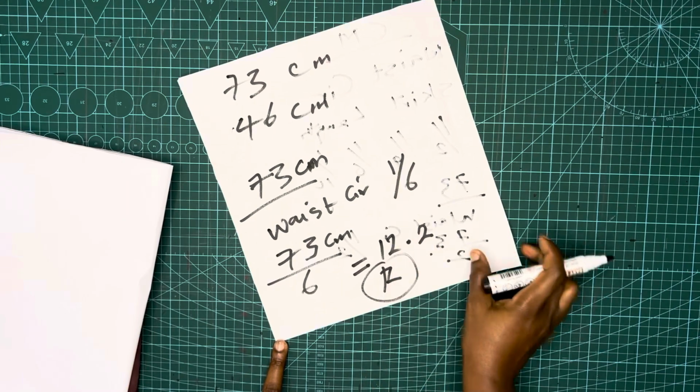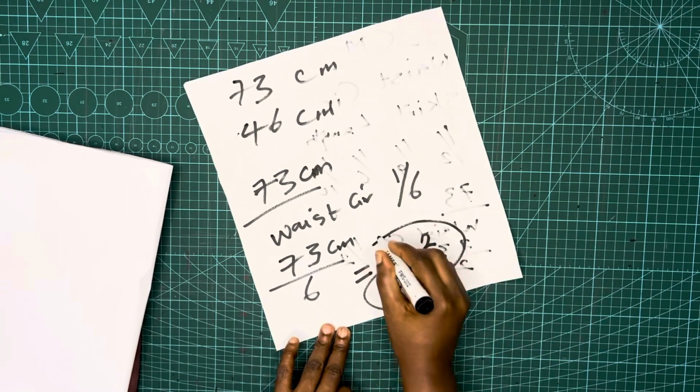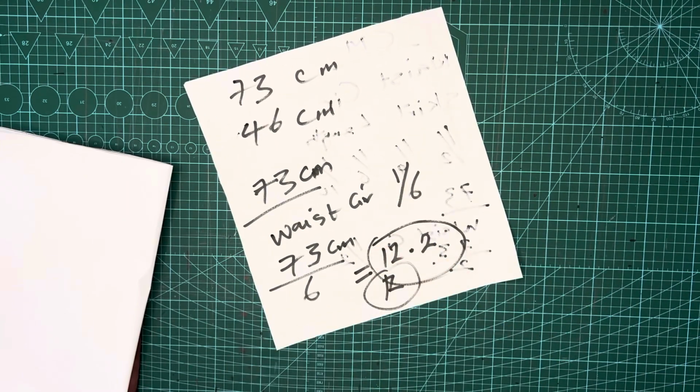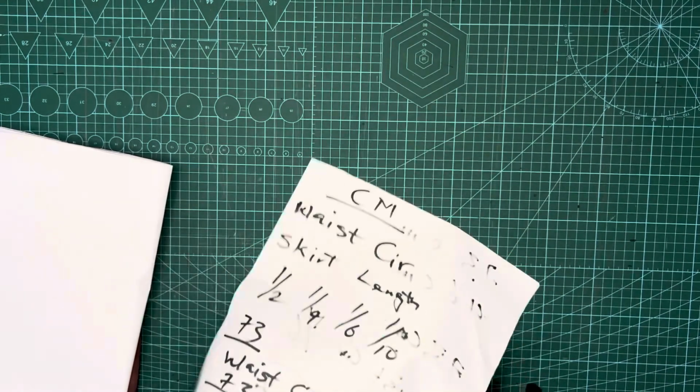I don't know if you are getting this. This is over 6, so we have 12.2 as our radius. So when doing yours, use your waist circumference, then divide by 6.